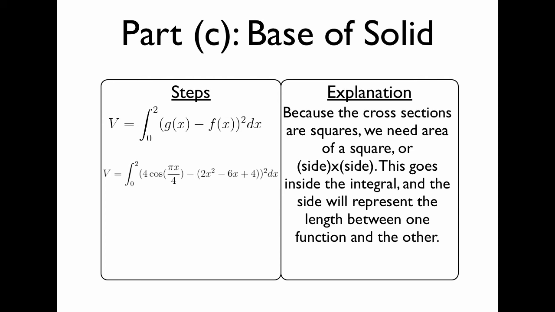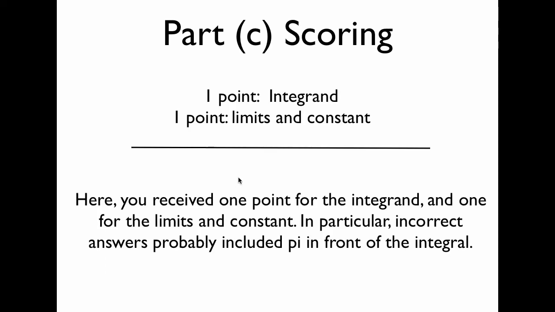Now one thing they're looking for on the scoring, they're looking for your integrand, but they're also looking at your limits and constant. And that's because a lot of mistakes are made here because students throw in an extra pi. Because we're so used to writing pi r squared for volume, sometimes you forget that that's only because when you do a rotation, your cross-section is a circle. Here if we're doing a different cross-section like a square, there's no pi because pi r squared is the equation for the area of a circle, not a square.